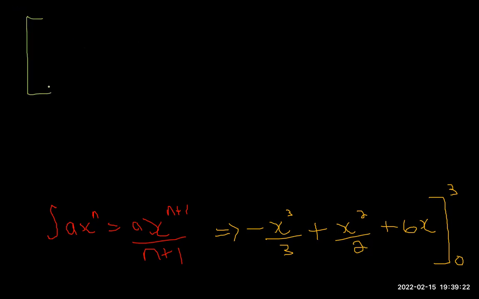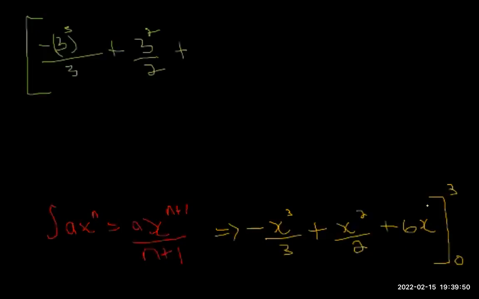So I'll put it in a bracket, my first bracket. Minus, I see an x here, but instead of putting x, I'm going to replace it with 3. So that's minus 3 cubed on 3, plus x squared, but instead of putting x, I'm going to put the 3. So that's 3 squared divided by 2 plus 6x, but instead of putting the x, I'm going to replace it with 3. That's my first bracket. You always subtract.